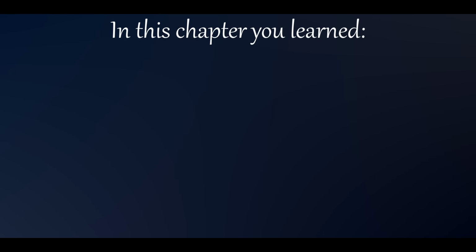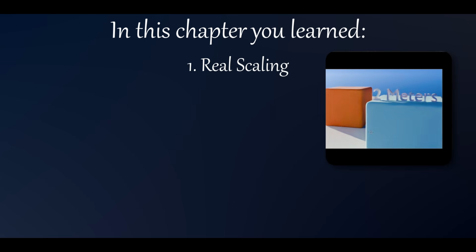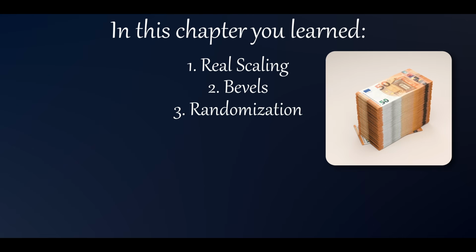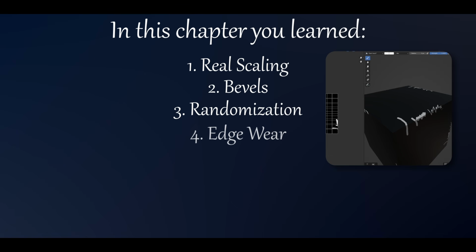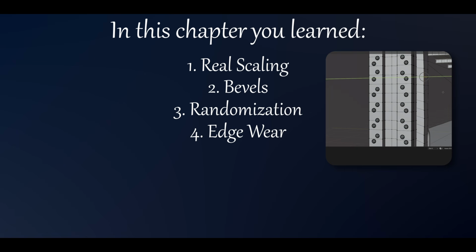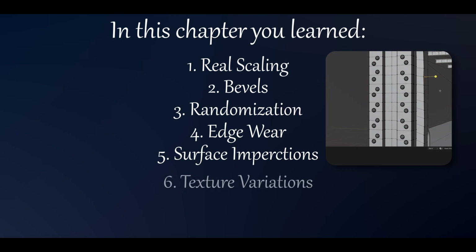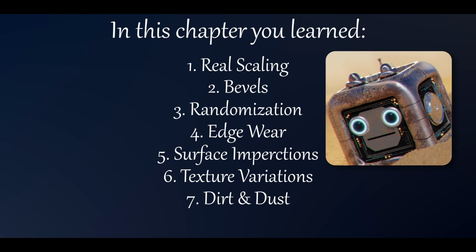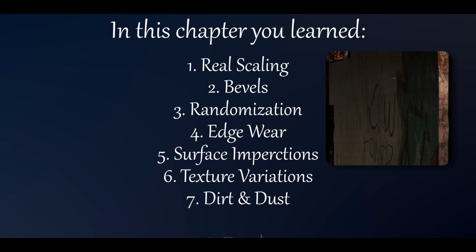So in this part you've learned how to use correct scaling for realistic outcomes, that you always need to add bezels, should prefer to randomize everything in the scene, create edge wear for increased realism, add some surface imperfections, use texture variations, even for simple colored textures, add some dirt and dust to crevices or objects to make it seem more embedded in an environment, and finally add decals to easily increase the details in your render. In the next part we're going to look at some lighting and compositing effects, and this is where it will really shine.